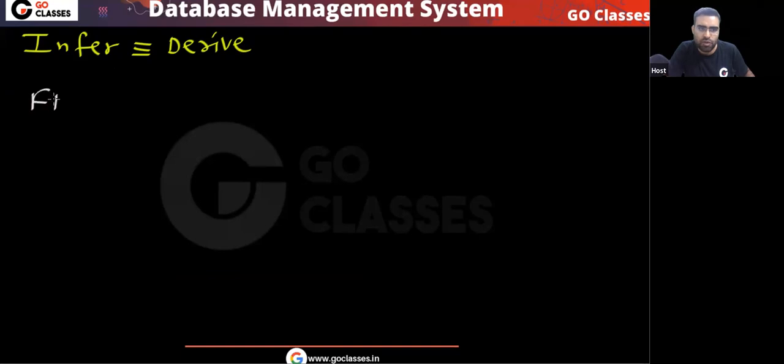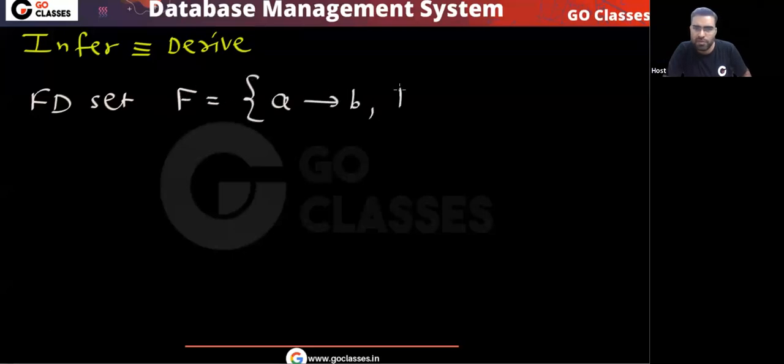Let's assume you have a set of functional dependencies. This is your FD set, let's call it F. Let me give you A determines B, B determines C. This set I'm giving you. From this set, can I infer that A determines C?